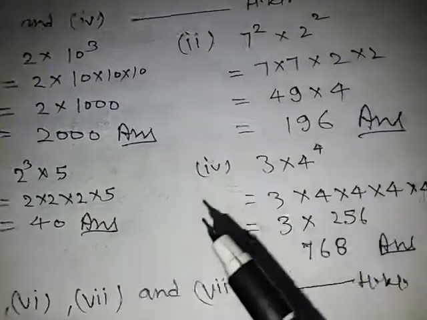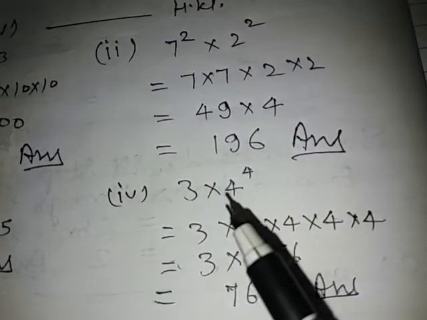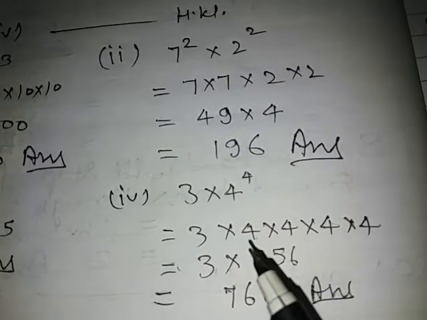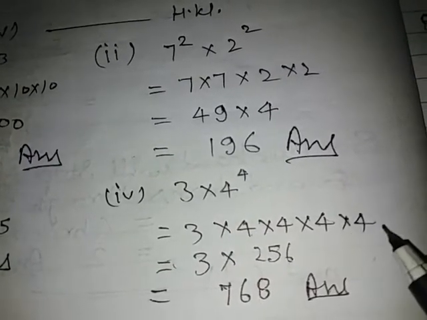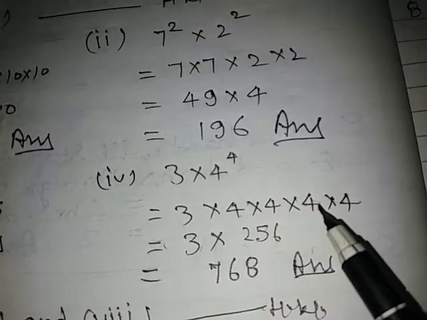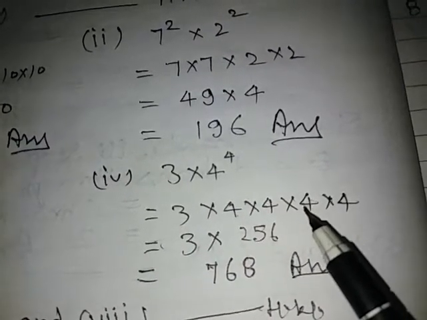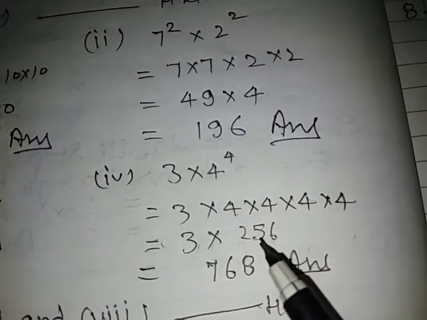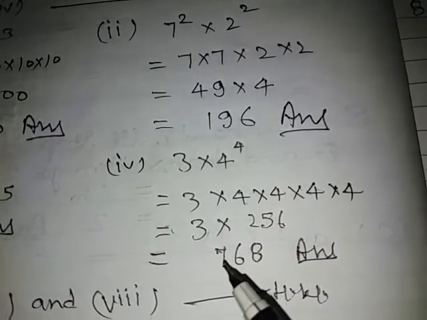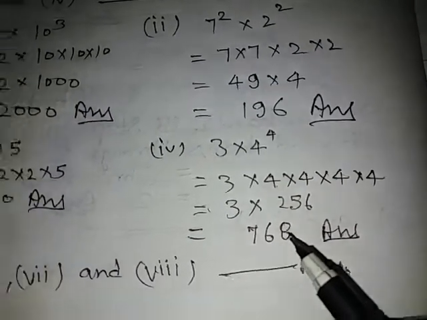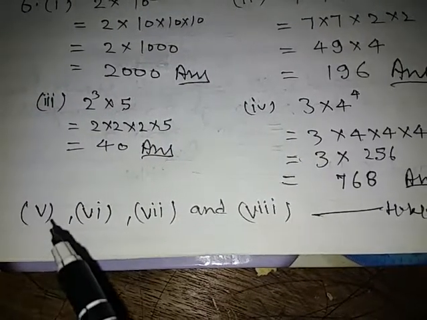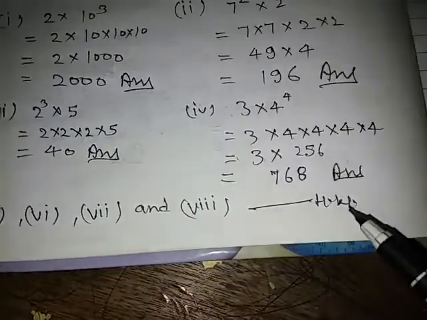It is the answer. Next part 4 is 3 into 4 to the power 4. 4 to the power 4 means 4 into 4 into 4 into 4, 4 times. Now 3 into 4, 4 4s are 16, 16 4s are 64, 64 4s are 256. Now 256 3s are 768. It is the answer. Similarly, students, you can solve parts 5, 6, 7 and 8 as homework.